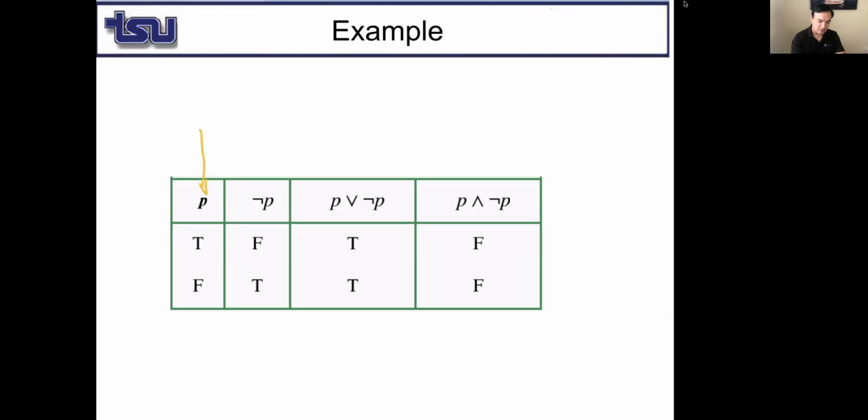Now, think about this. True or false is what? True. False or true is what? True. So this means regardless of the value of P, whether true or false, P or not P is always true. That's a tautology. Similarly, if we have true and false, then we get what? False here. If it is false and true, we get false here. So in other words, regardless of the value of P, true or false, P and not P is always false. That means that's a contradiction.